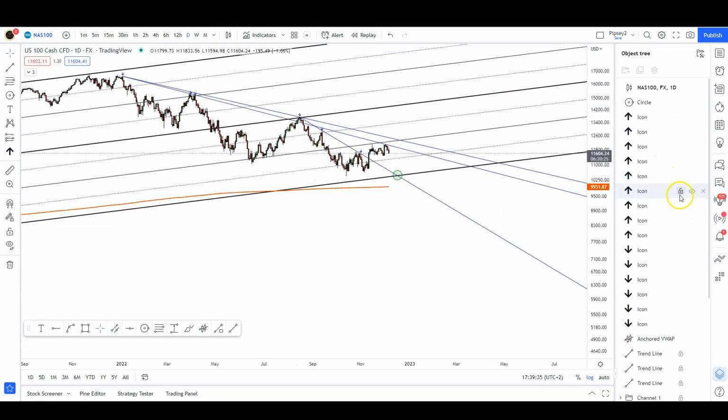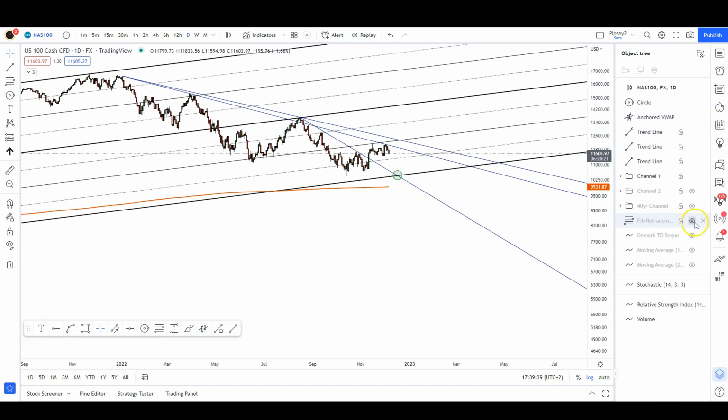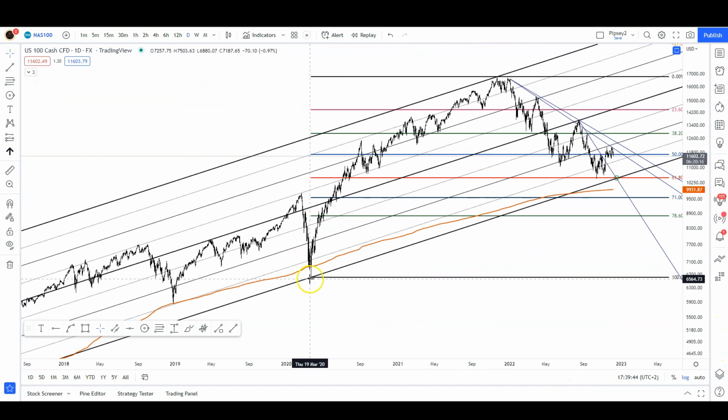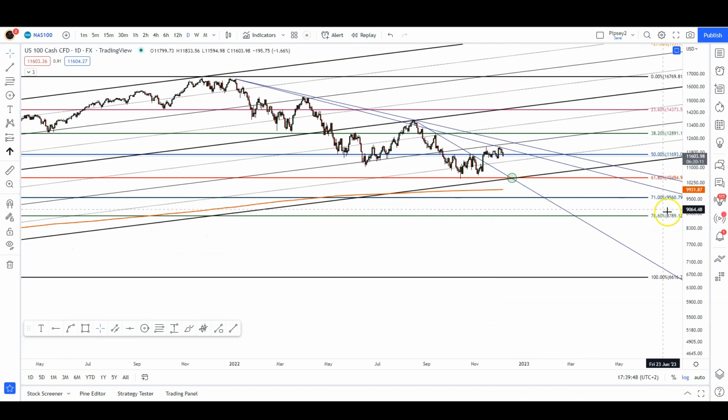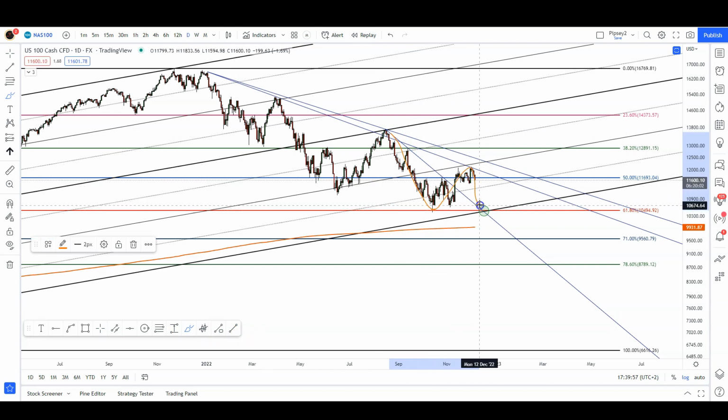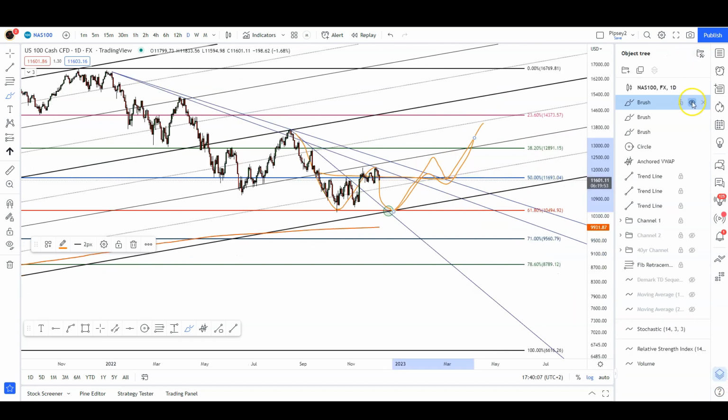Then I want to turn on the Fibonacci retracement tool, and from the corona crash low to this high that we had, end of last year, beginning of this year, we then have the potential to form a double bottom. Test one, test two, and then if we get that break, then I think it's ready to rock and roll.